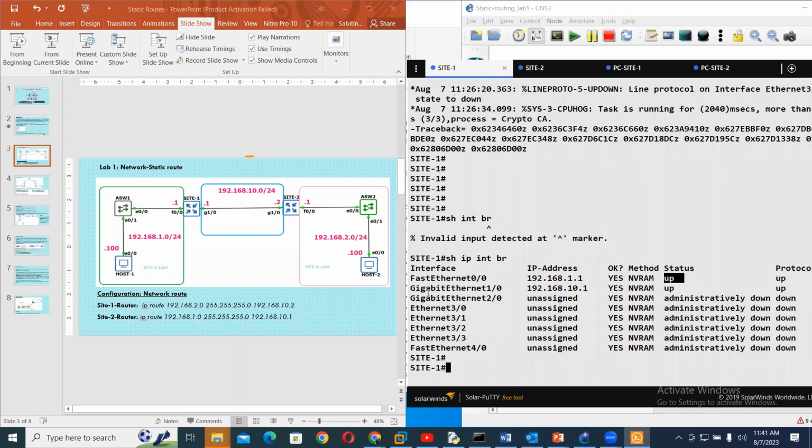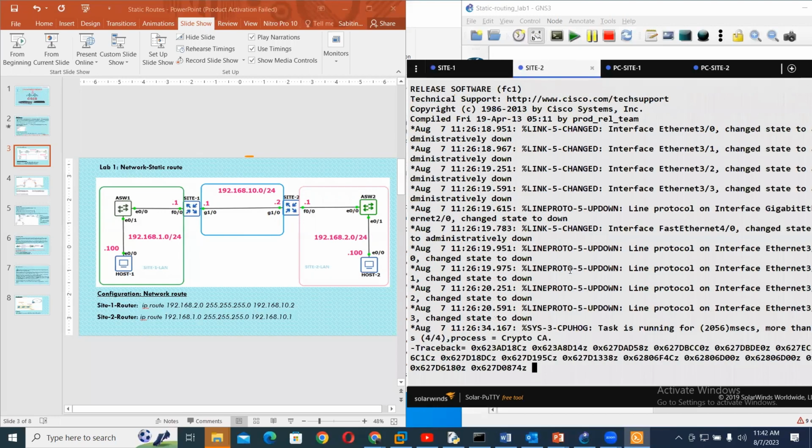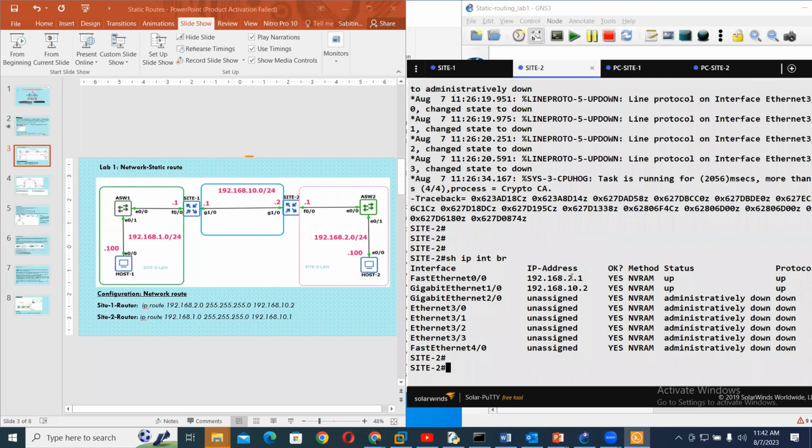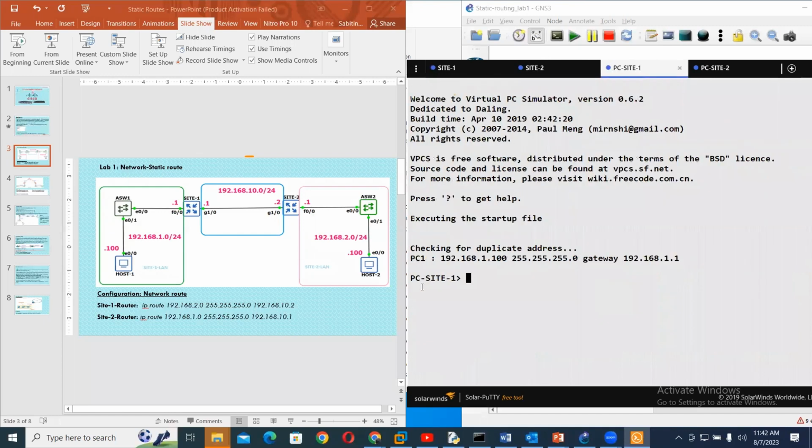And it's up. For interface G1/0, 192.168.10.1, and it's up. And for site 2, show IP interface brief. Okay. For F0/0, it's up, 192.168.2.1. For interface G1/0, 192.168.10.2. And also we have our host 1.